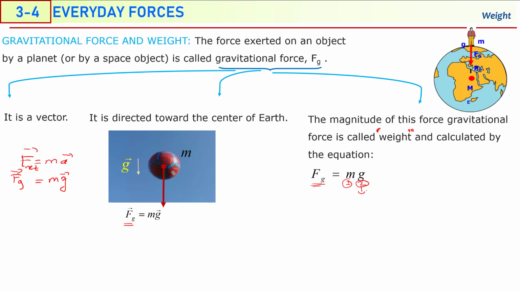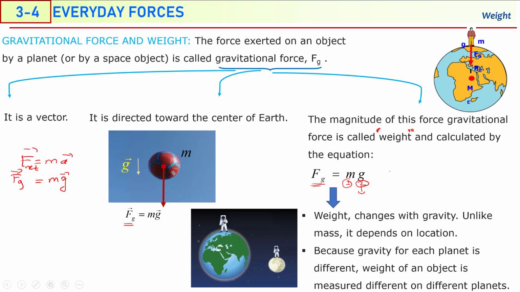Whenever you change the planet of an object, because free fall acceleration is different, weight will change. Weight changes with gravity, weight changes with g. So unlike mass, weight depends on location. Mass does not depend on the location, but weight does. Because the gravity g for each planet is different, the weight of an object is different on different planets and different space bodies.